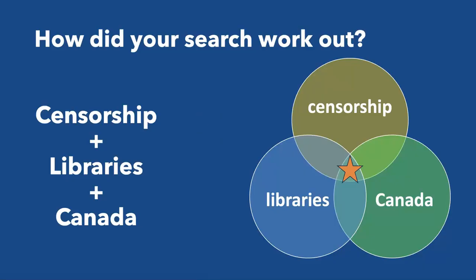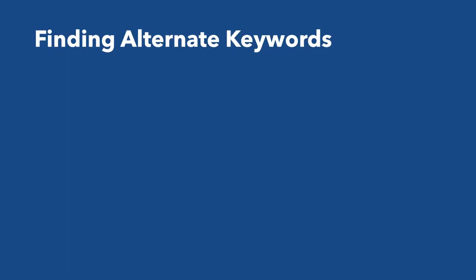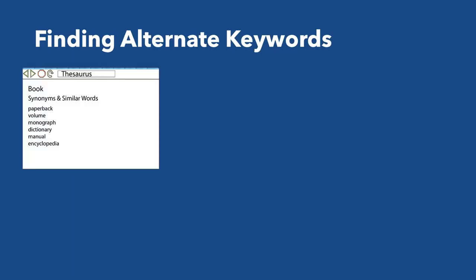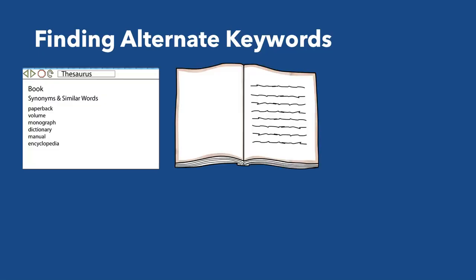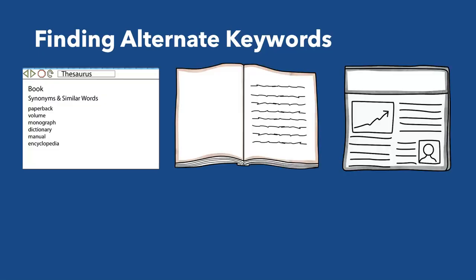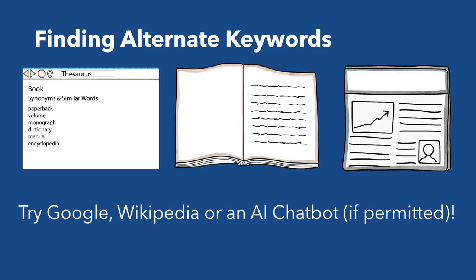If you didn't find what you wanted, you might need to use alternate keywords, different words or phrases that have the same meaning as your main keywords. When we searched censorship and libraries and Canada, we got results that were more focused on our research question. Not sure what keywords or alternate keywords to use? Search a thesaurus, skim the table of contents in a book or textbook, read the subjects and keywords in a relevant article. Google or Wikipedia, and even a generative AI tool can be helpful to generate ideas and keywords. Just check with your professor to make sure it's okay.